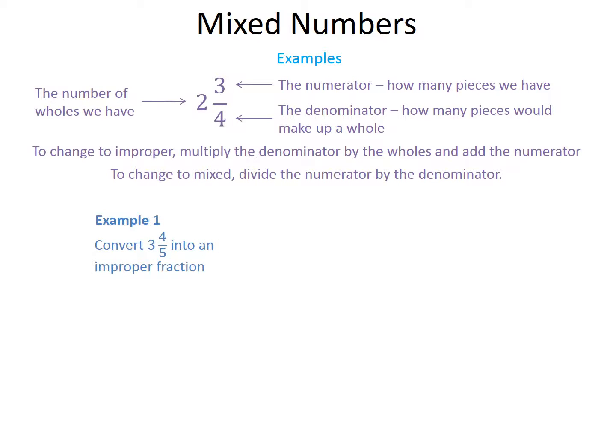Let's take a look at some examples, and so we're going to convert 3 and 4/5 into an improper fraction. So let's start by writing down 3 and 4/5, and then to do it we're going to times this denominator by the wholes. That tells us how many pieces I've got all together in those 3 wholes, and I'm going to add the 4 pieces that are on top there. And so 3 times 5 plus 4 is 15 plus 4, which is 19. So altogether that's 19 over 5.